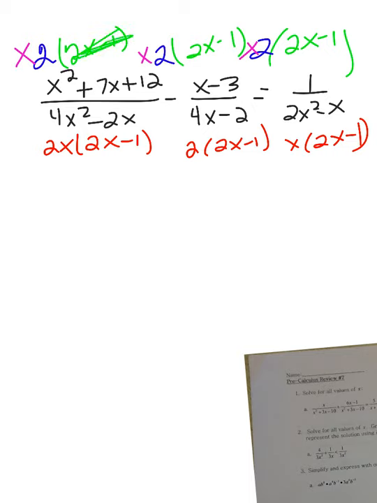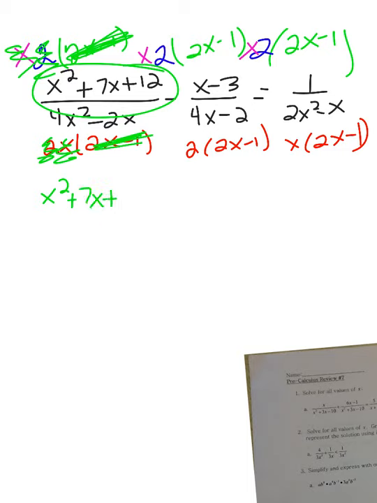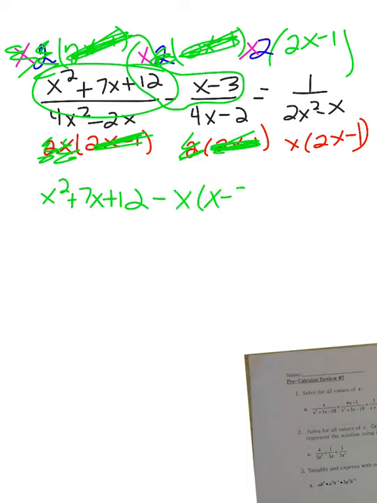Okay, so I have 2x minus 1, 2x minus 1 reduce. 2 and 2 reduce, x and x reduce. So I'm left with x squared plus 7x plus 12. So 2x minus 1, 2x minus 1 reduce. 2 and 2 reduce, so I'm left with this. Now watch the minus sign in there. So it's minus x times x minus 3. 2x minus 1, 2x minus 1 are gone. x and x are gone, so I'm left with 2 times 1, which is 2.